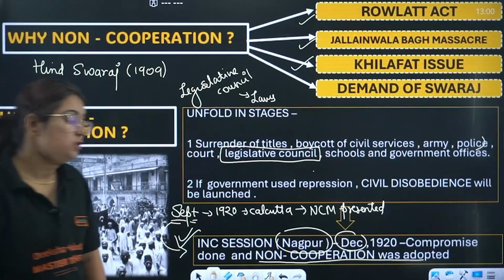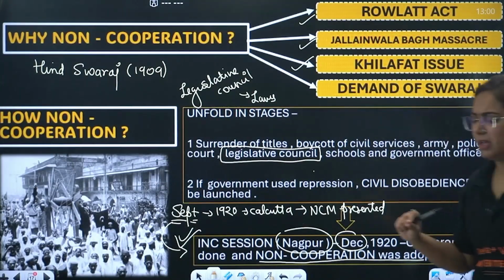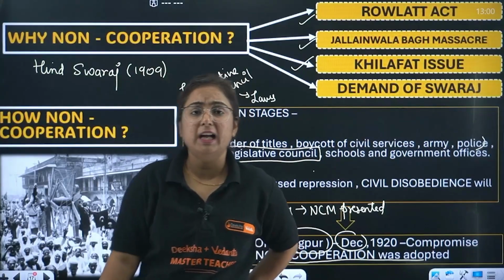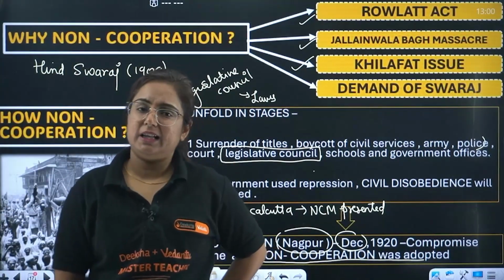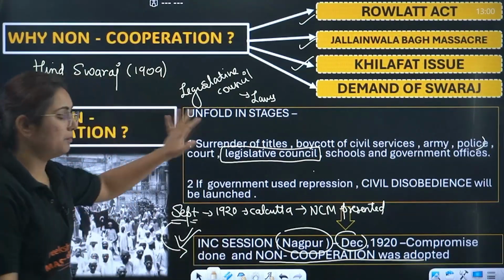Okay, and this non-cooperation movement was adopted. However, there is one party in Madras which actually participated in the legislative council and did not follow that, because the movement was made by lower class people and they believed that we have to fight. Get it? Now this is the complete story.